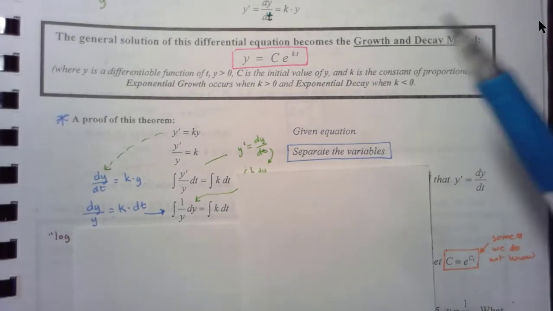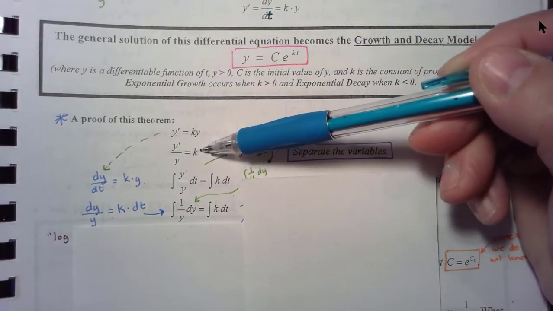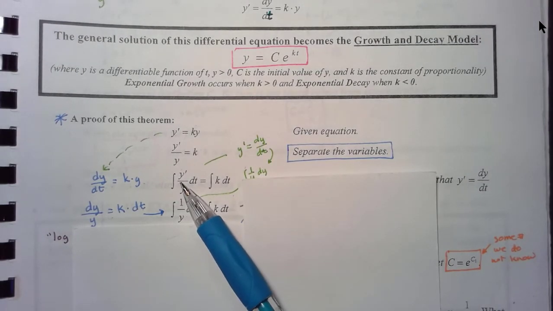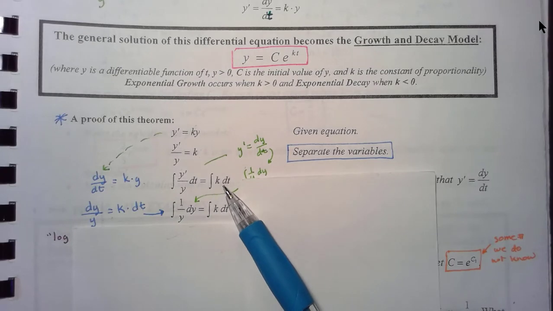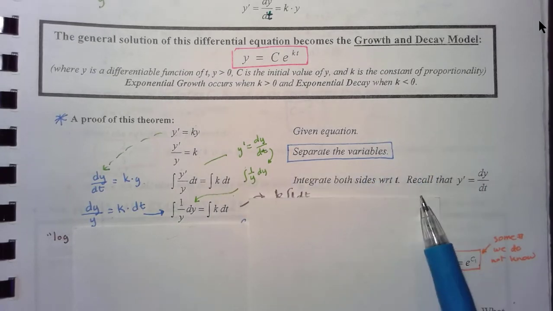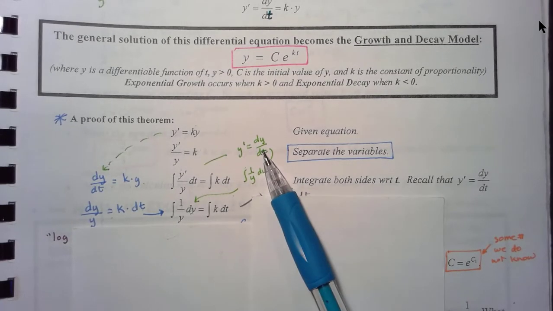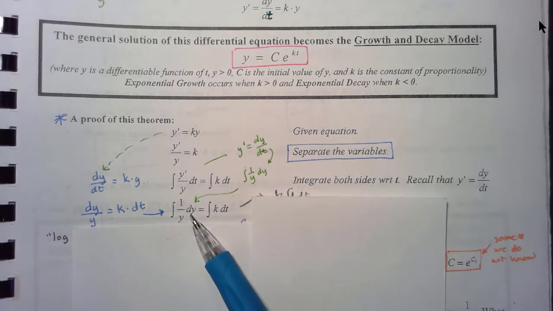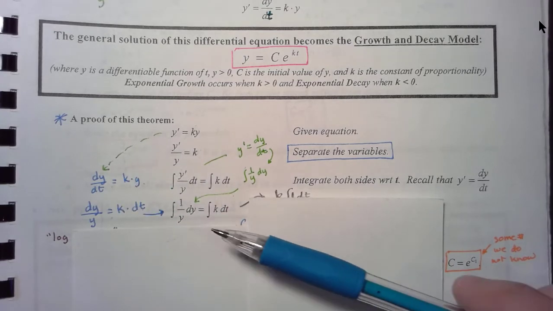Now there is another way to get there. Thinking about this as y prime over y equals k, and knowing that y prime is dy dt, what I have here is the integral of y prime over y with respect to time equals the integral of k with respect to time. And so y prime, dy over dt, over y times dt, the dt's cancel, I get 1 over y dy. That's what's going on. I think this is a more clear way to get there, but either way, I get here.